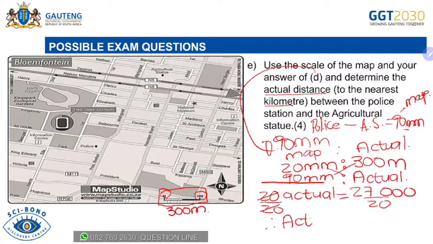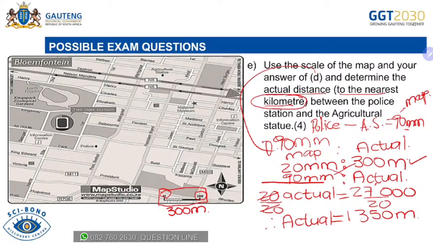Therefore, our actual distance. And guys, our actual distance is going to be in what? It is going to be in meters, because this side is also meters. So 27,000 divided by 20, the answer is 1,350, but it is 1,350 what? Meters. But what was the instruction? They wanted the answer to the nearest kilometer.